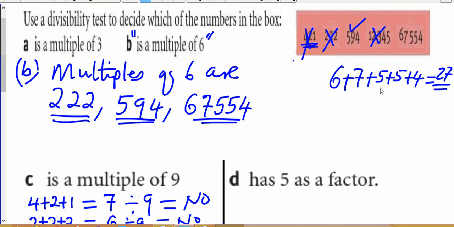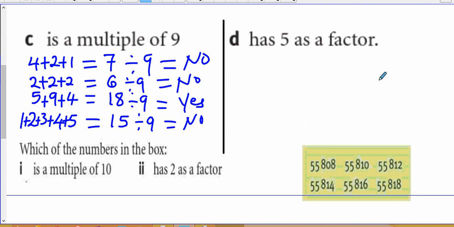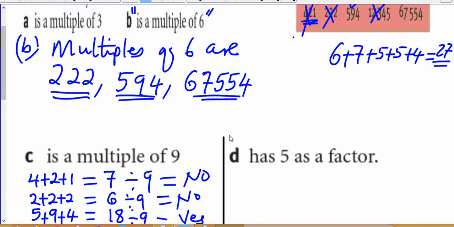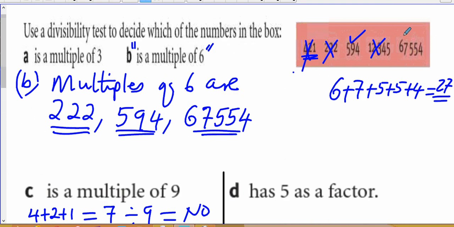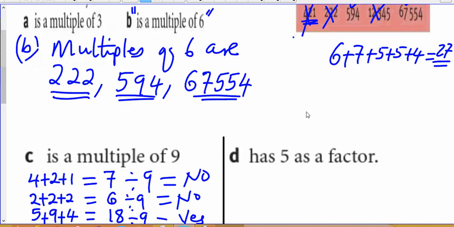Now 67,554. Try to add these digits. What do you get? 6 plus 7, 13, plus 5, 18, plus 5, 23, plus 4, 27. Is 27 divisible by 9? The answer is yes. So being a yes answer, this means that that number is a multiple of 9.